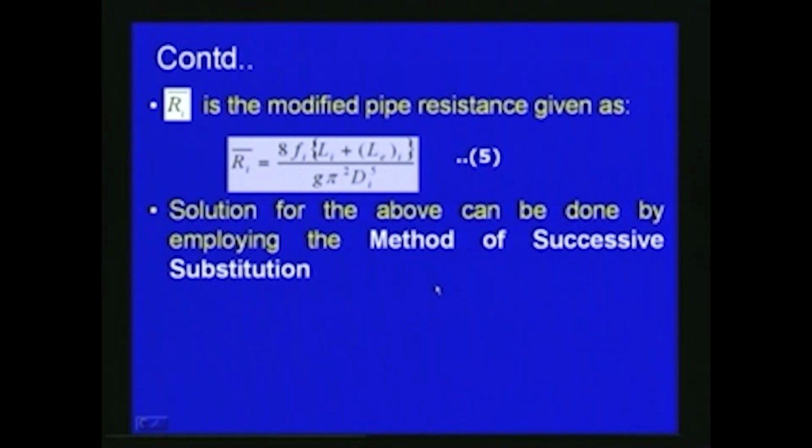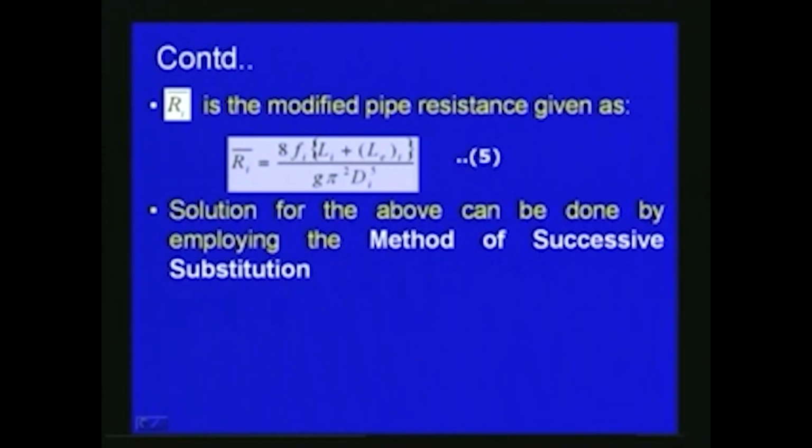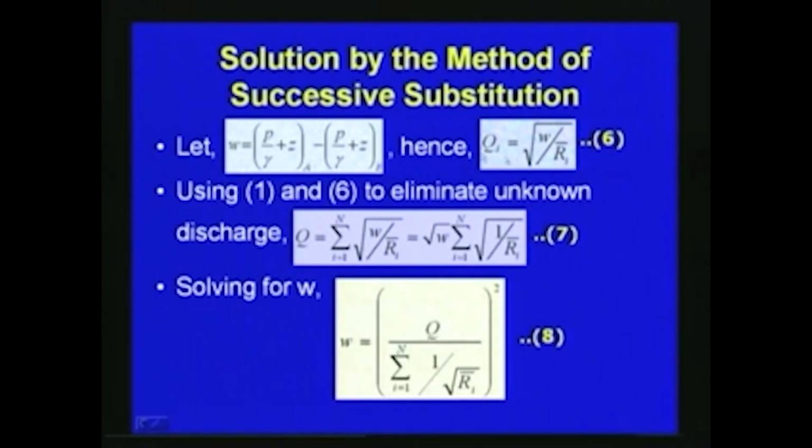Here also a direct solution is not possible, since we only know the total discharge. We do not know the discharge with respect to the individual pipes. So, we have to go for a successive substitution. Here we use the method of successive substitution, and the solution is described in detail.